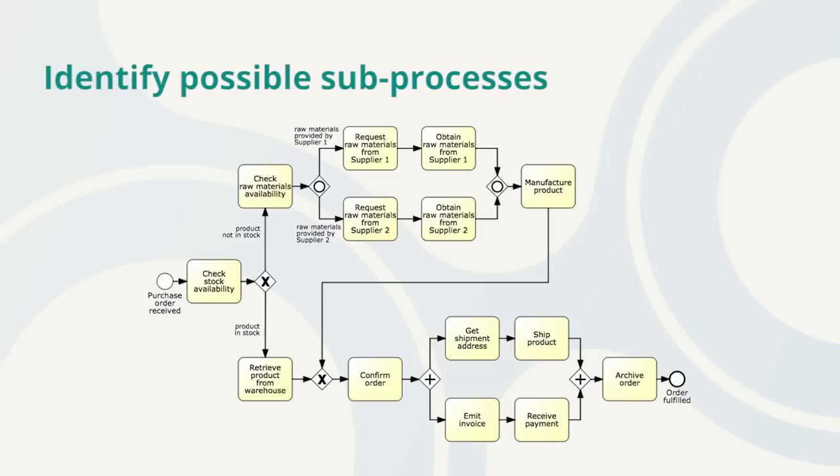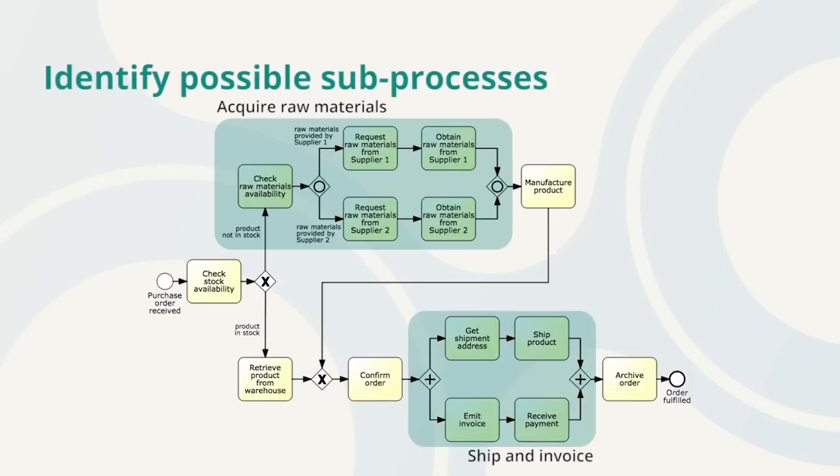For example, we can see that the top part of this model is about the acquisition of raw materials. So all the elements from activity check raw materials availability to the OR join could be grouped into a sub-process that we would label acquire raw materials. Those activities on the lower branch that relate to shipping the products and emitting the invoice and receiving the payment, so the financial and distribution part, would typically be grouped together into something like ship and invoice. So this is another candidate for a sub-process.